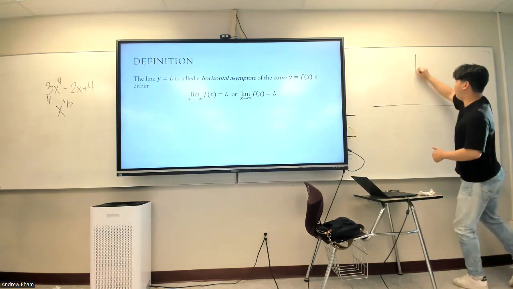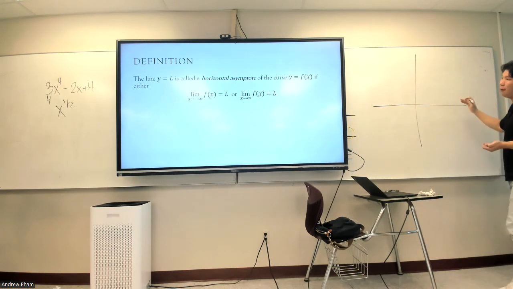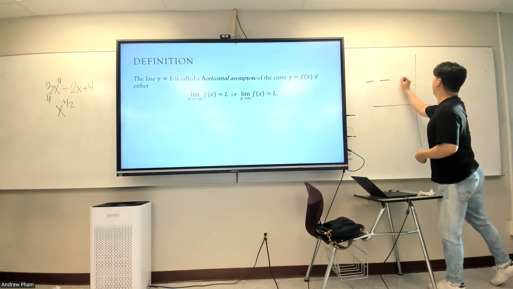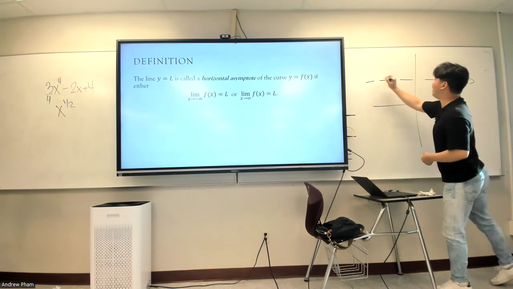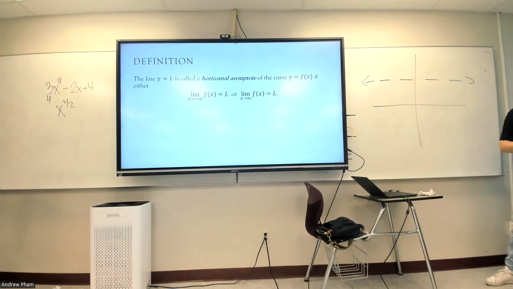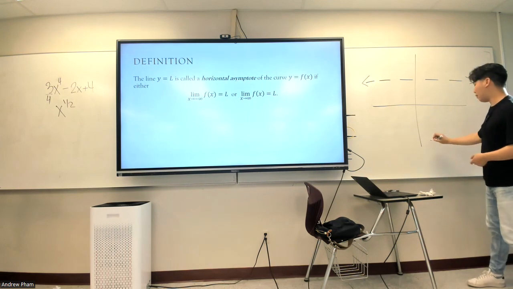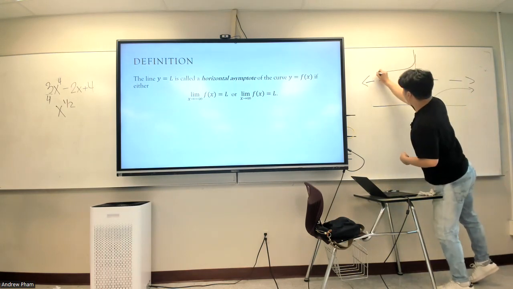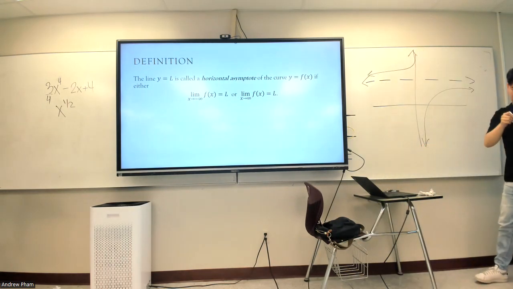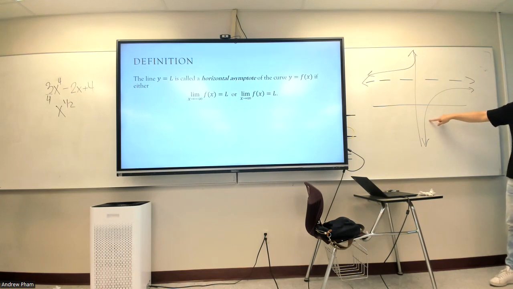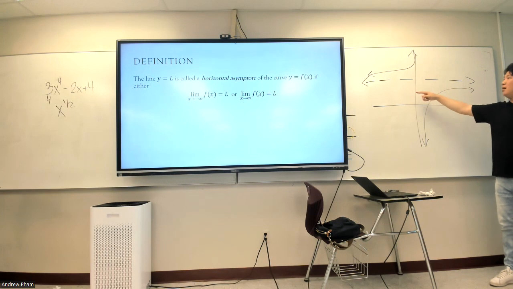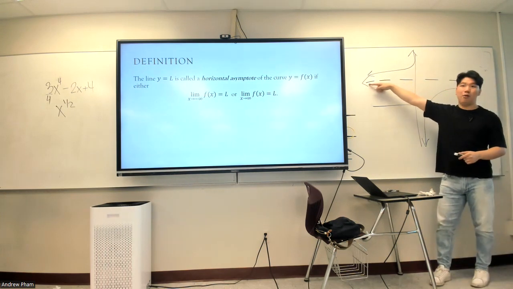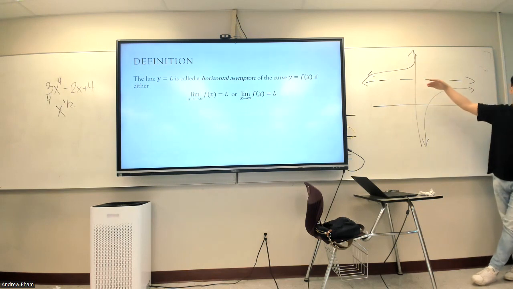So here I just have a random graph, for example. And if I want a horizontal asymptote, that means I'm lying flat. Let's say I have a flat line. I'm going to try to make this into a horizontal asymptote. So I'm actually going to use the graph that we had earlier. So this is my graph. We can see on this horizontal line, my actual graph gets really close to this horizontal line, but they don't ever actually touch each other.